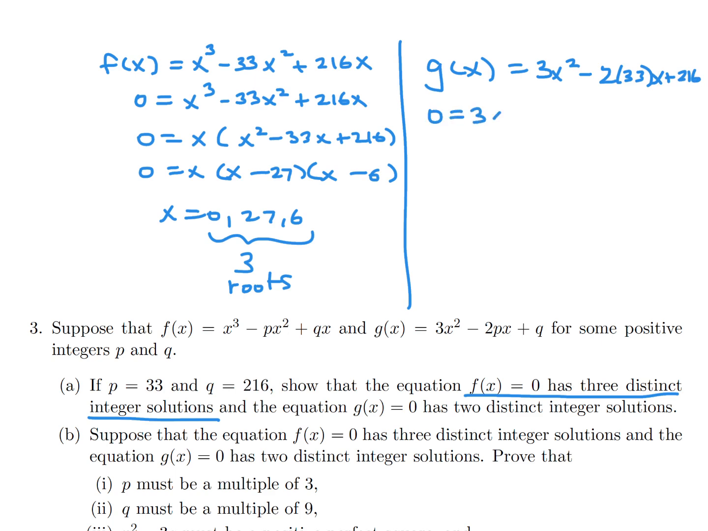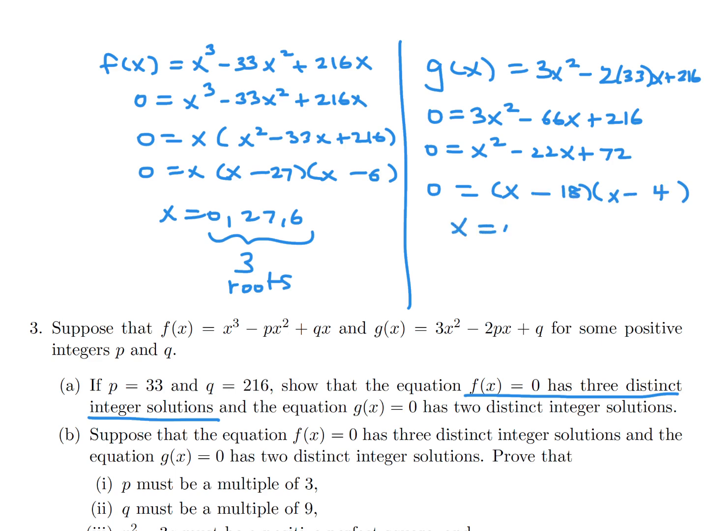So this will be 3x squared minus 66x plus 216. I think we can divide through by 3 and make that x squared minus 22x plus 72, and I think that factors really nicely. So let's see here, 18 and 4, I believe, yeah, 18 and 4, that'll work. So that means x is either 4 or 18, and that's 2 roots, or 2 solutions. Yeah, 2 solutions, and that's exactly what they wanted us to show.